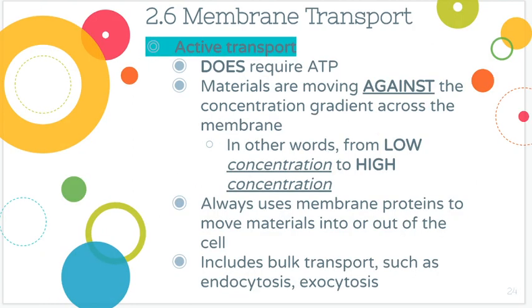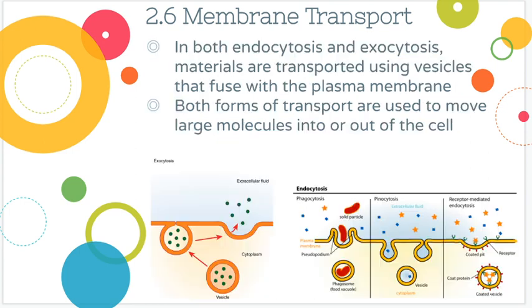All right, so membrane transport, with regard to active transport, it does require ATP. You have materials moving against the concentration gradient across the membrane. And so, in other words, now we're moving from low concentration to high concentration. This is always going to use some kind of membrane protein to move materials into or out of the cell. And this includes bulk transport like endocytosis and exocytosis. So let's talk a little bit more about each one of those things.